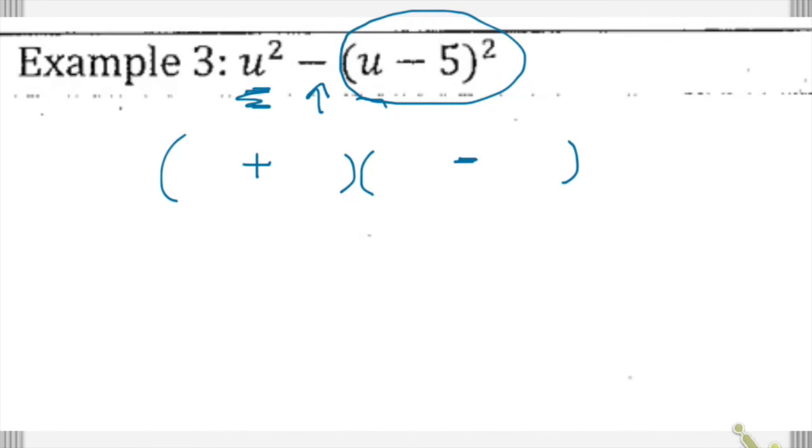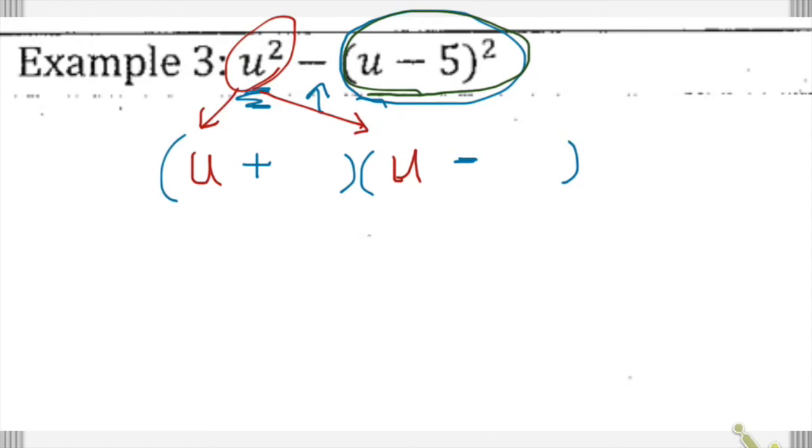The square root of u squared would just be u, so putting that term with each. So that's going there and there. And then the square root of u minus 5 squared would be u minus 5. So we could put in here u minus 5 and u minus 5.